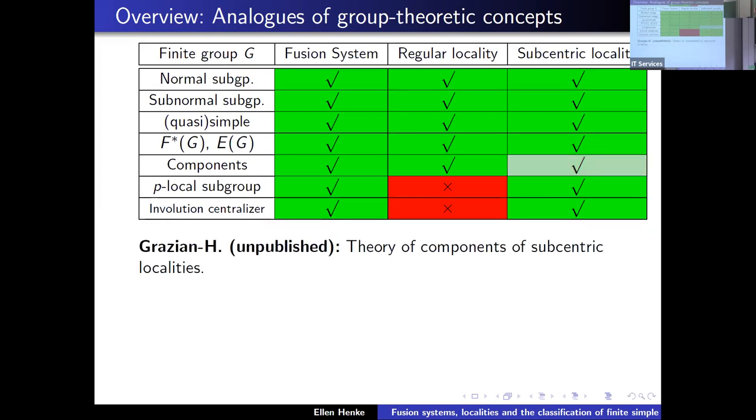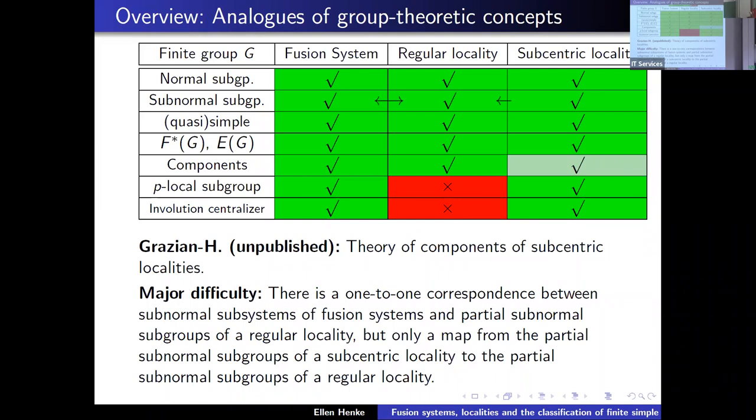And together with Valentina Grazian, we showed that there is actually a theory of components of subcentric localities. And that means we can do everything in subcentric localities which we can also do in fusion systems. And I think we can also do more. And this is, of course, the purpose of the whole exercise. So I chose a lighter shade of green here because components in subcentric localities are not quite as nice as components in regular localities. But we can always find a regular locality that sits inside of the subcentric locality, and we get one-to-one correspondences here. And that's why I think overall we can work with this quite nicely. So what is the problem here, perhaps?